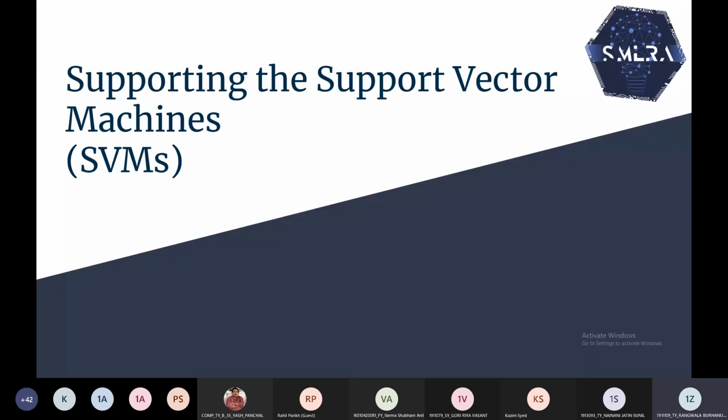So I'm going to talk about SVMs. SVMs stand for support vector machines. So now what exactly is a support vector machine? It's basically one of the most powerful and versatile machine learning models, capable of performing both linear and non-linear classification, regression, and even outlier detection. It's one of the most popular models in machine learning, and anyone interested in machine learning should probably give it a try.